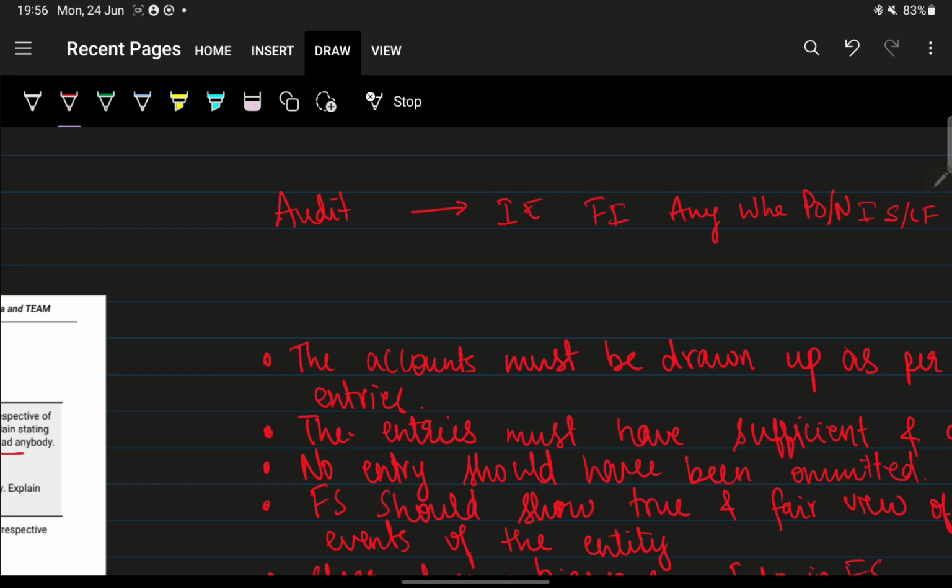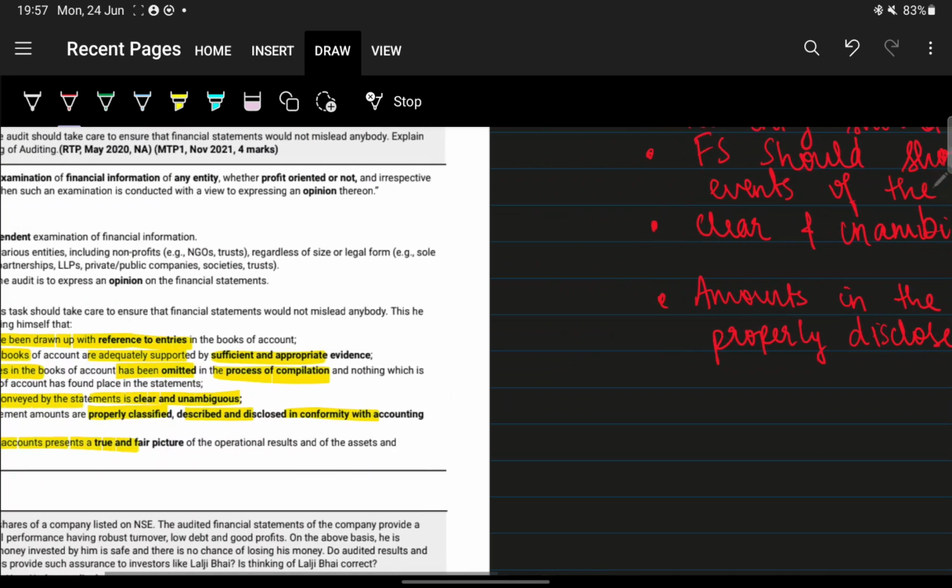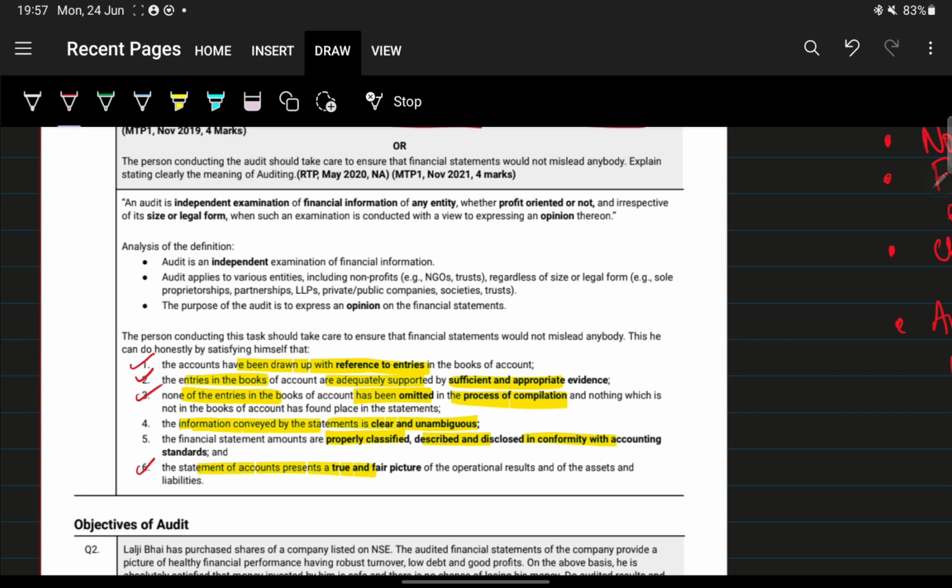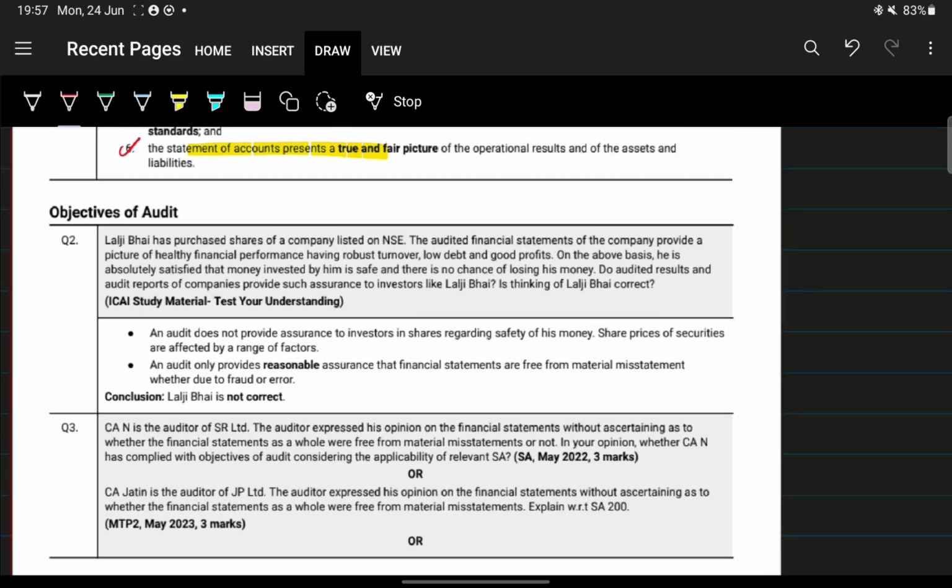And when such an examination is conducted with a view to express an opinion thereon. Okay, so audit is an independent examination of the financial information of any entity, whether profit oriented or not, irrespective of size or legal form, and when such examination is conducted with a view of expressing an opinion. Okay, I think that is sufficient. Next we'll move on to the next question.